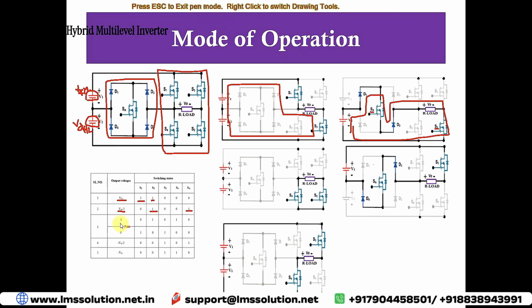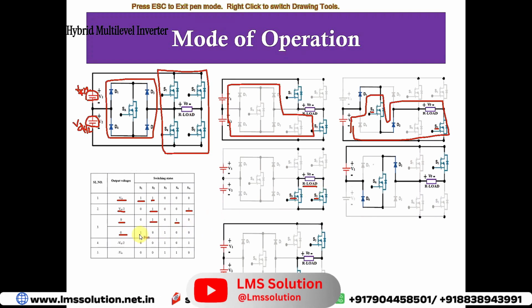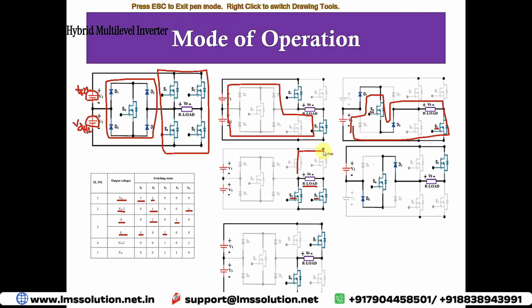When we want zero voltage, we can turn on S2 and S2, and the load will be short circuited. We will get zero voltage across the load. Or else we can turn on S1 and S3. Here also the load is short circuited, and the voltage across the load will be 0.